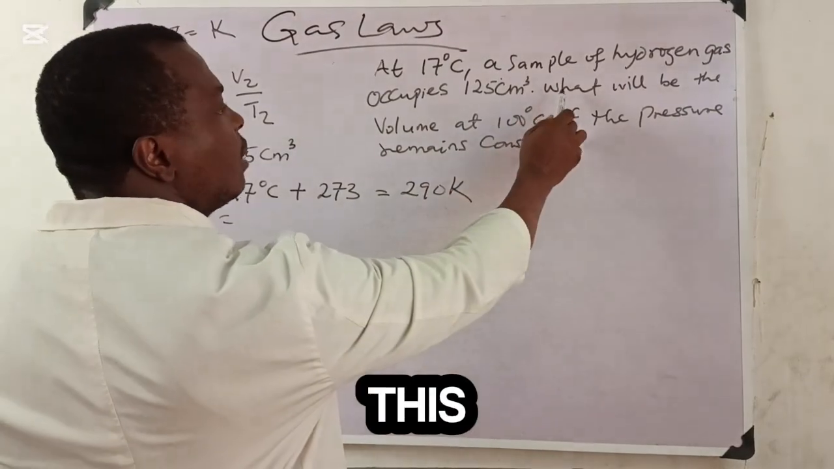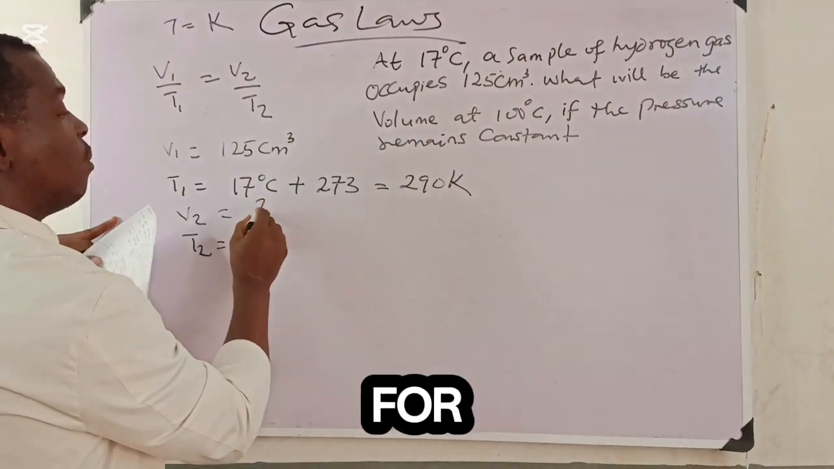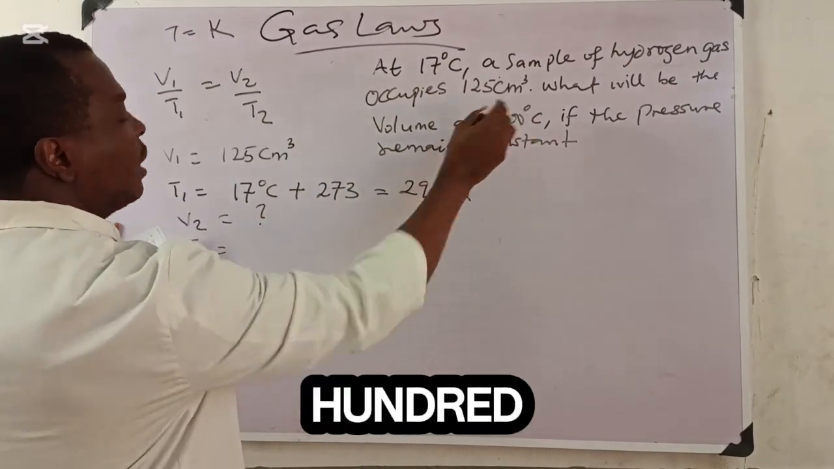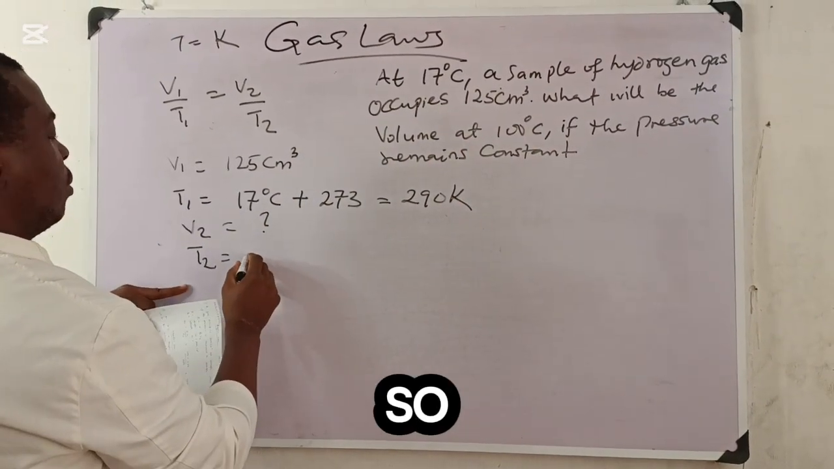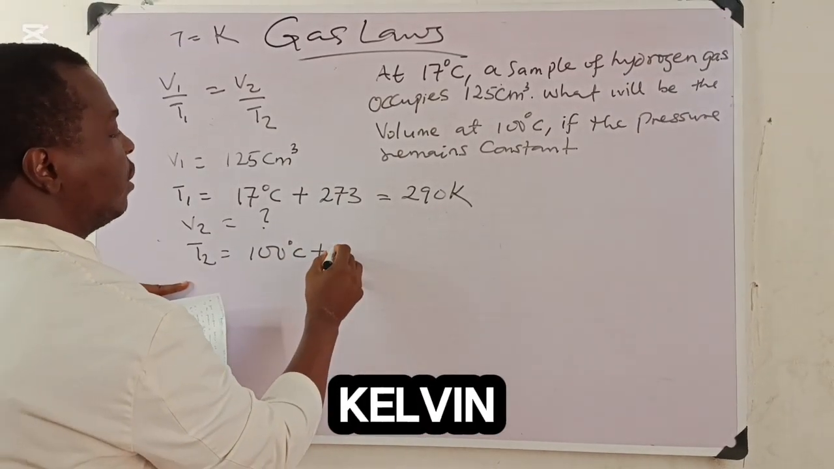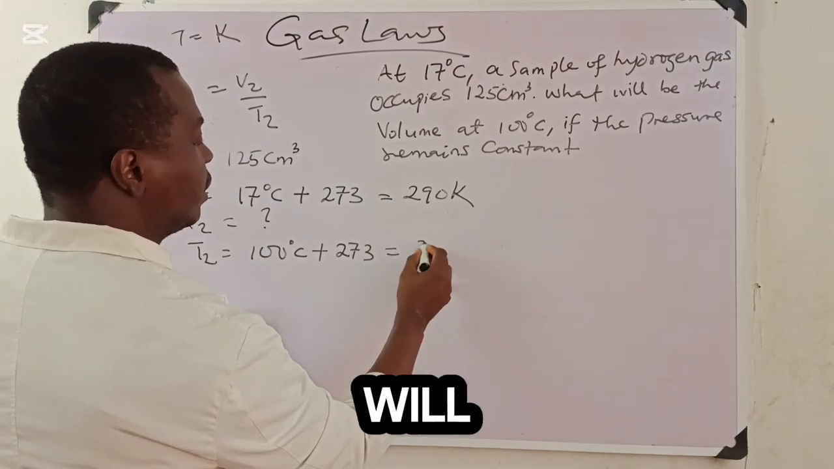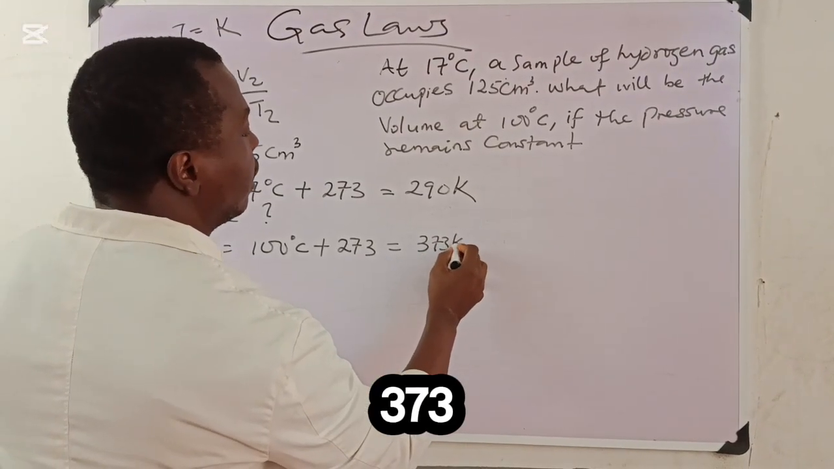Again, the question says, what will be the volume? That means we are looking for the volume at 100 degrees Celsius. So our T2 is given as 100 degrees Celsius. To convert to Kelvin, we add 273, so that this will be 373 Kelvin.